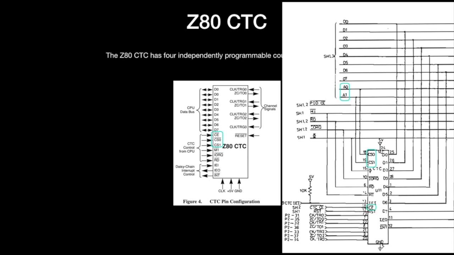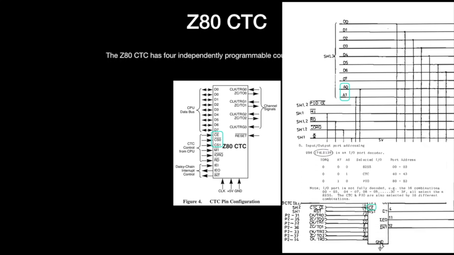The chip enable pin is connected to a 74LS139. So, when the CPU sets the I/O request to 0 and A7 to 0 and A6 to 1, which corresponds to hex value 4 for the upper 4 bits, this TTL enables the CTC chip. The channels are selected over A1 and A0, which represents the lower 4 bits.